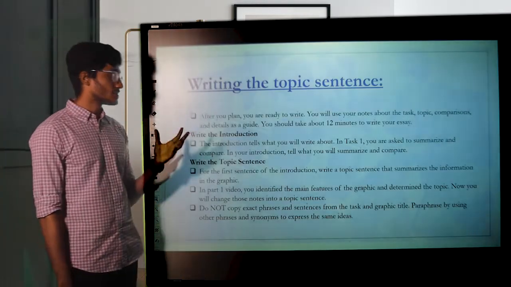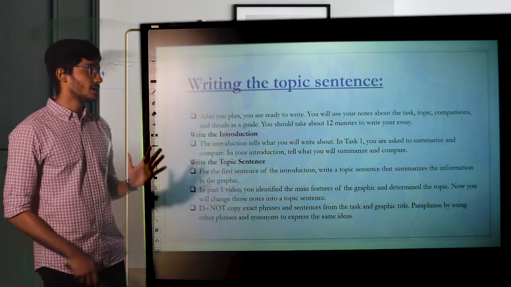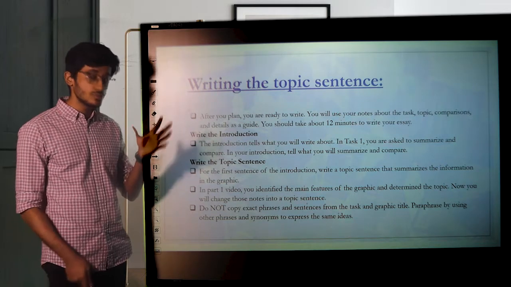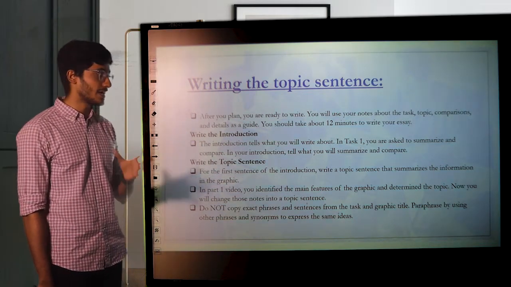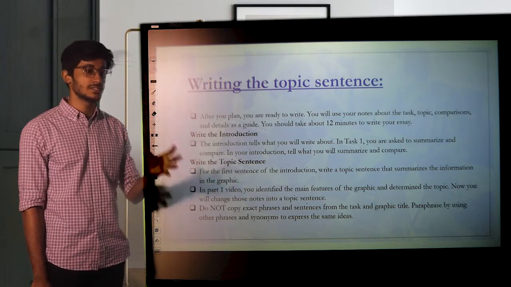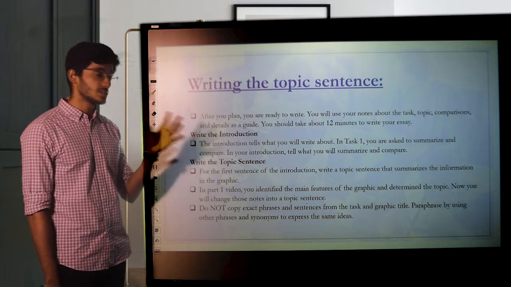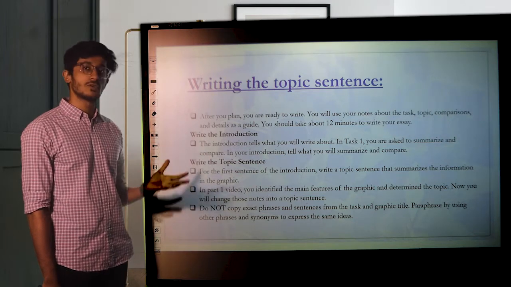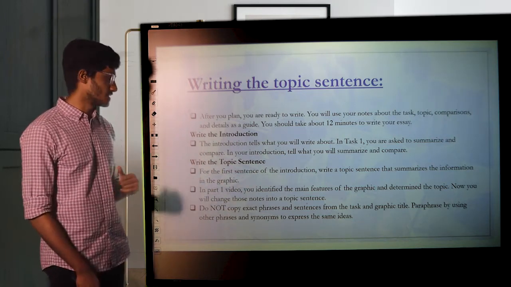So let's start with the topic sentence. After you are done with planning and you're ready to write, you have to use the notes that you made for the task and for the graphic type and everything, and use that as a guide to write the topic sentence. Remember, you should take 5 minutes for planning, 12 minutes for writing, and 3 minutes for revising, basically.